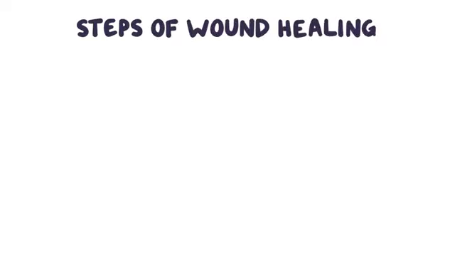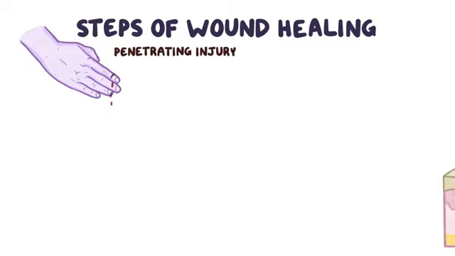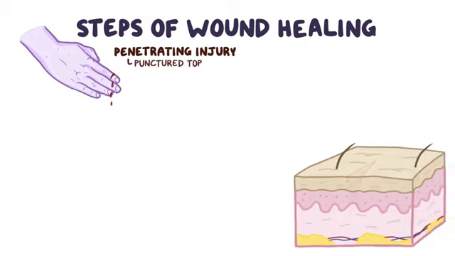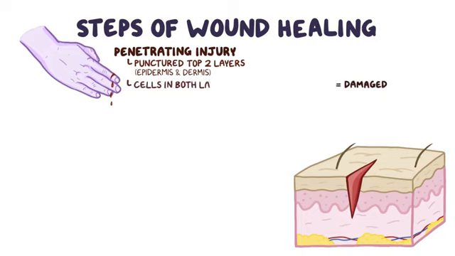Now, to explain the steps of wound healing, let's imagine that you're cutting a banana cream pie and you accidentally slip and cut your finger. Ouch! During a penetrating injury like this, the skin is punctured through the top two layers of skin, the epidermis and the dermis. When this happens, damage occurs to both the cells found in these layers and the area between the cells, called the interstitial space.